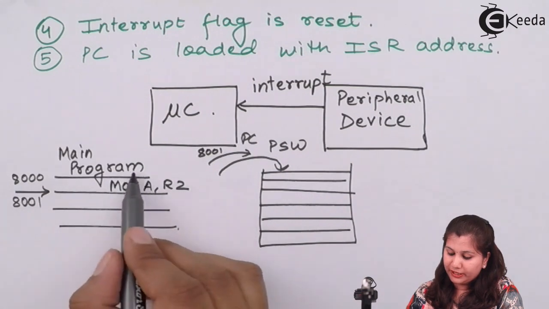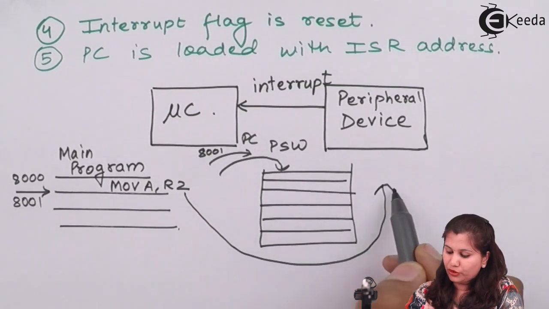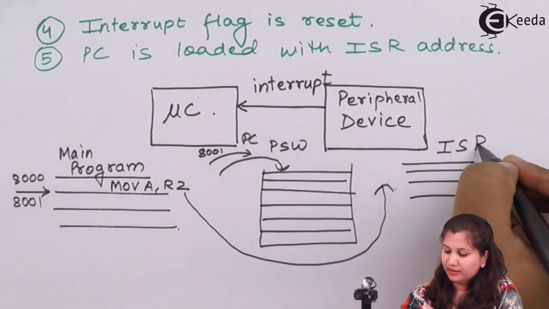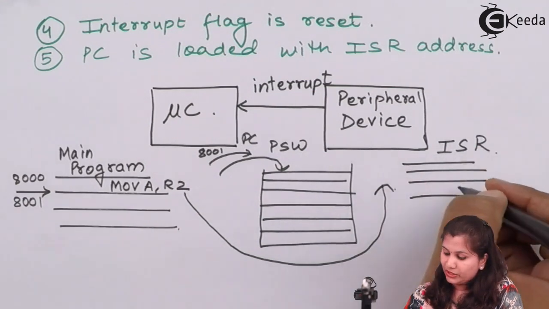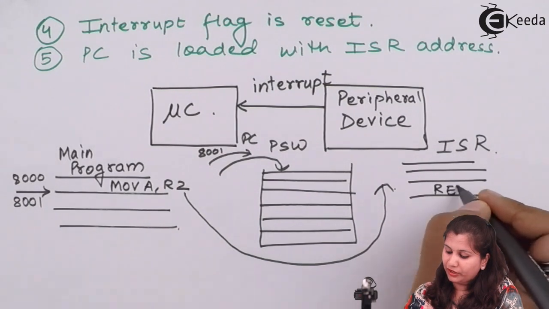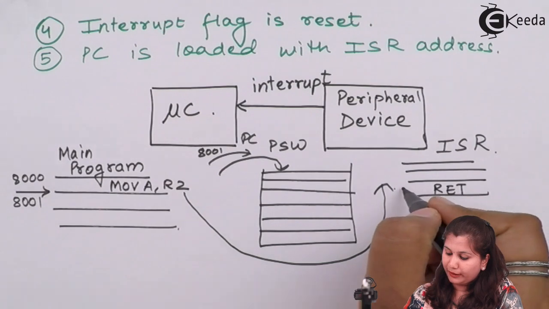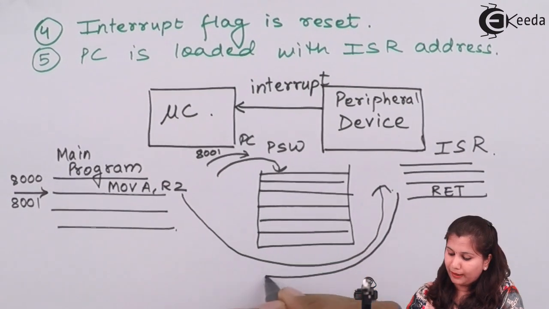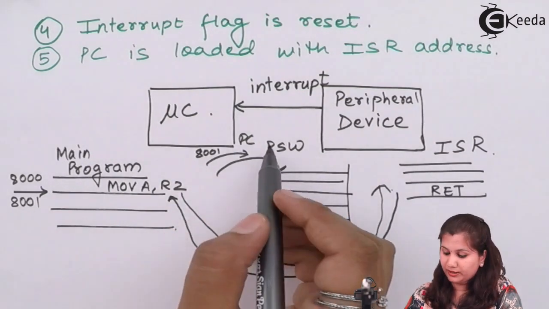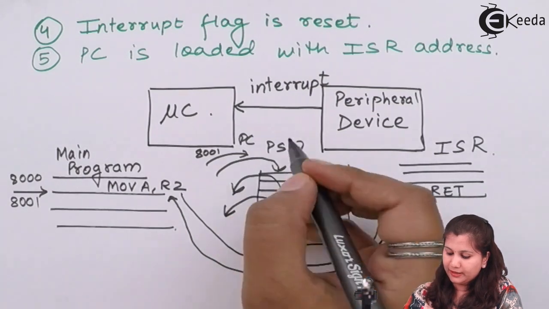Now after the execution of this instruction, the microcontroller is going to jump to the memory location where the interrupt service routine is written. All the instructions in this service routine will be executed. In the last, we will have the return instruction. When this return instruction is executed, the microcontroller is going to jump back to this memory location. It is going to get the contents from the stack again. That means it is going to pop the contents.